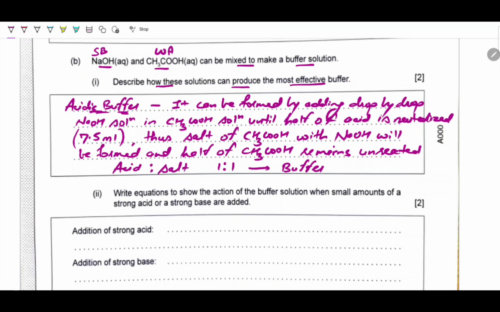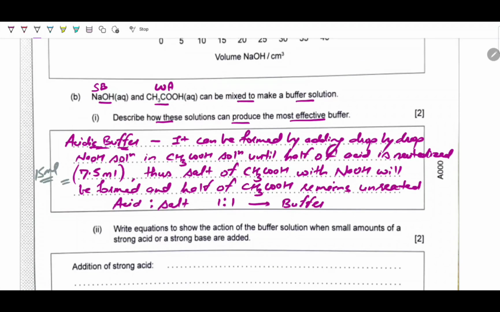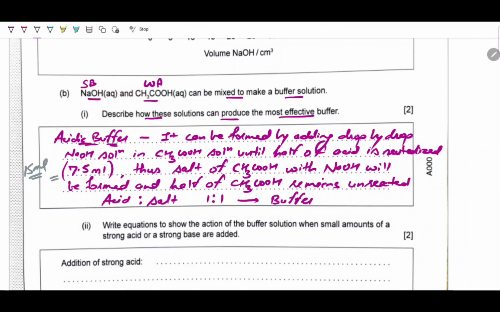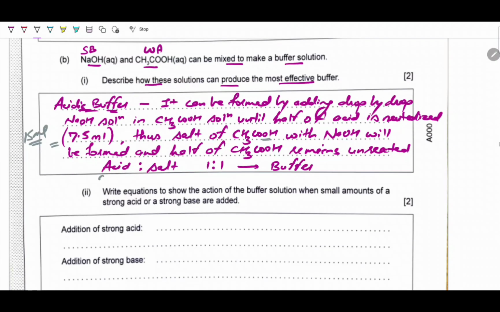What I have done is added drop by drop NaOH into this acetic acid solution until half of the acid is neutralized, and half of the acid means about 7.5 ml of NaOH should be added. Why? Because the acid was 15 ml, hence half of that is 7.5 ml, which means half of it is neutralized. Thus, the salt of acetic acid will be formed with NaOH, that is CH3COONa. The ratio between CH3COOH and CH3COONa should be 1:1. That will result in formation of a buffer.